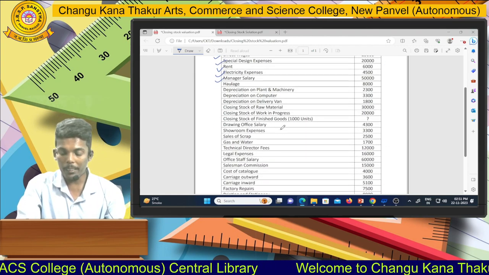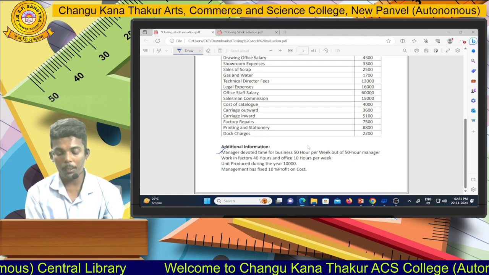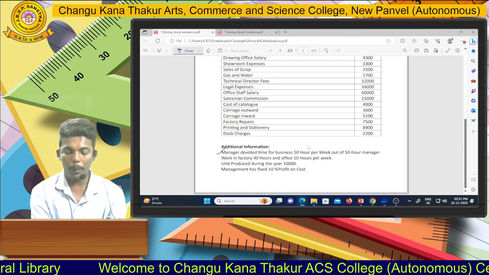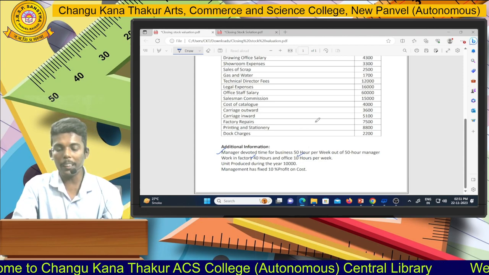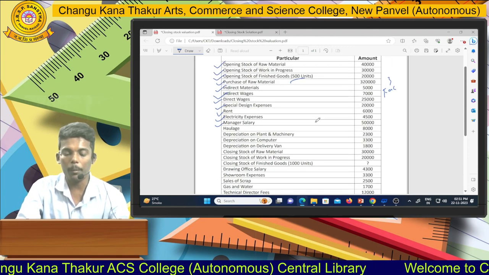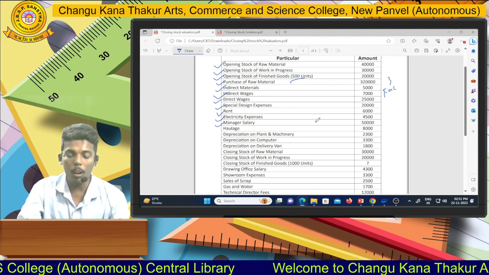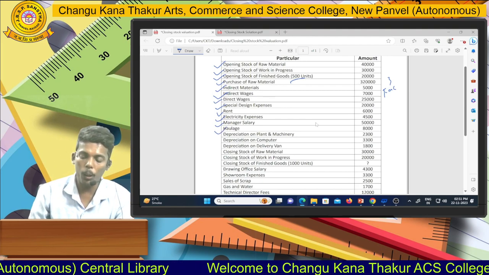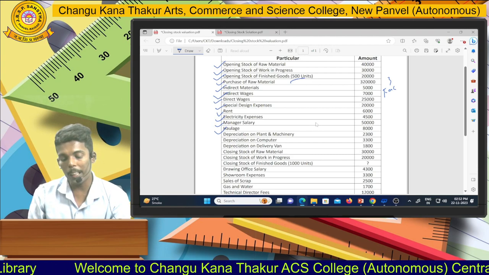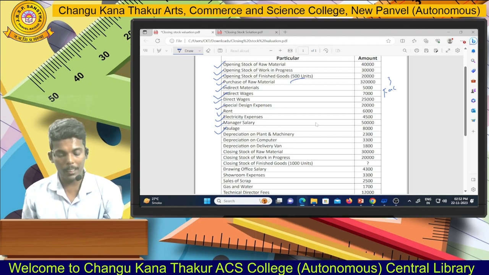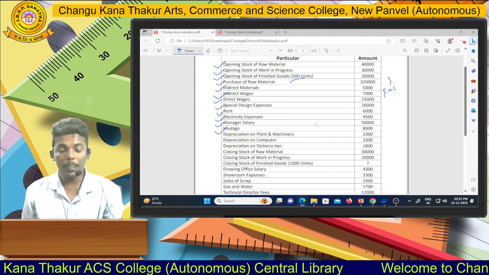Then manager salary. All of you students, the manager salary is given as 50,000 and they give an adjustment. The manager devotes time to the business for 50 hours per week, and out of 50 hours the manager devotes 40 hours to the factory and 10 hours to the office. So according to that adjustment, we distribute the manager salary into the factory as per the hour portion and into the office as per the hour portion. Then haulage of rupees 8,000 is a part of the factory overheads, because as already explained in the last session, haulage is the internal transport and transportation expenses incurred in the factory.